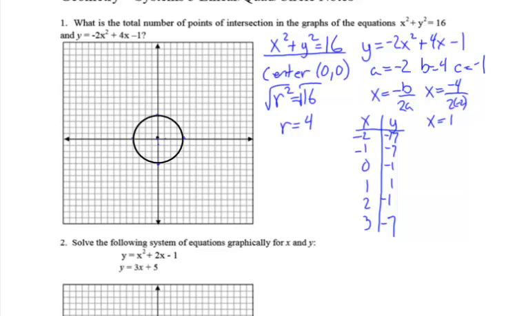Now let's plot the parabola. -2, -17, I'm not going to do that one. -1, -7, 1, 2, 3, 4, 5, 6, down 7. 0, -1. 1, 1. 2, -1. 3, -7. All right, and from there, I'm going to easily be able to tell that we have 2 points of intersection.